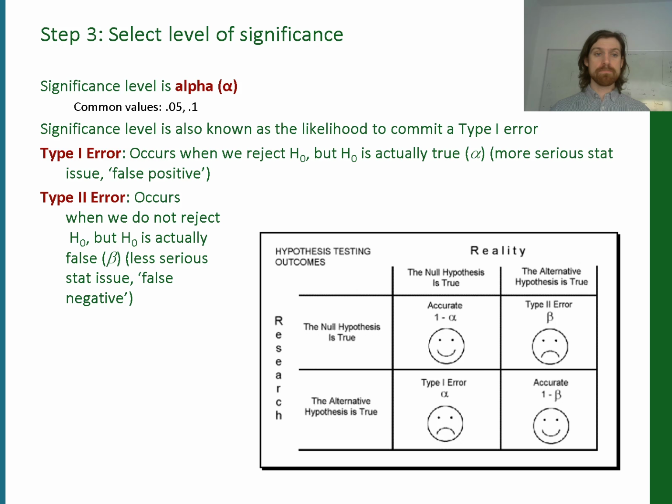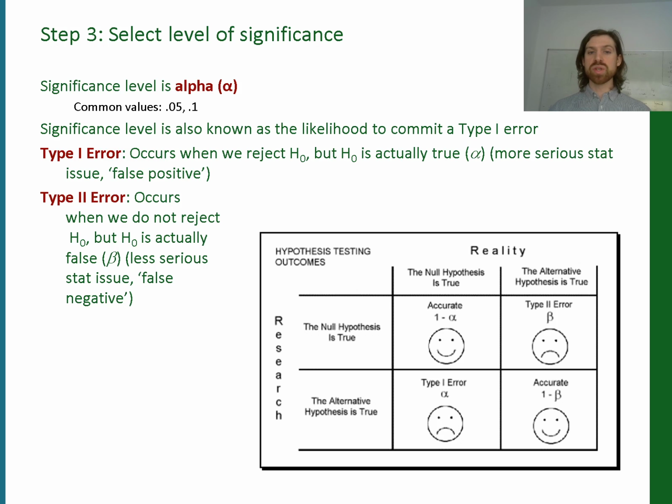Okay, step 3, we need to select the level of significance that we're going to use. So the significance level is the alpha value, which we've covered previously, and the common values are 0.05 or 0.1. So you'll come across these in many cases. Respectively, that's saying that you have either a 95% or a 90% level of confidence in the result that you obtain.